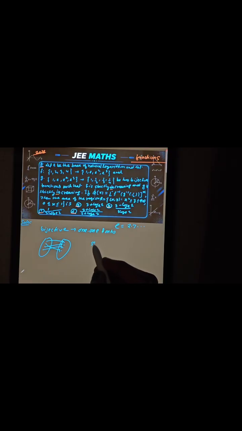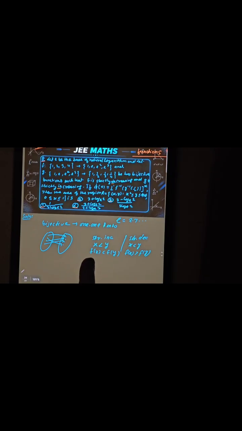Now for a strictly increasing function, what happens? If x is less than y, then f of x will also be less than f of y. And for a strictly decreasing function, what happens? If x is less than y, then f of x will be greater than f of y, meaning just the reverse happens. So this is the basic idea I have given about this question. Now we will come to the simplification.